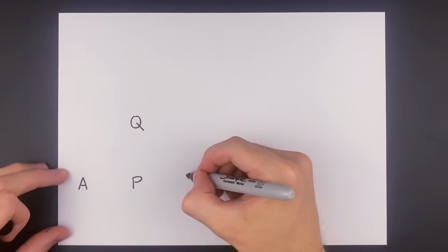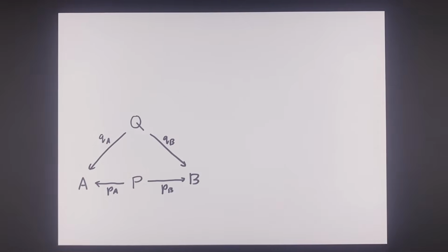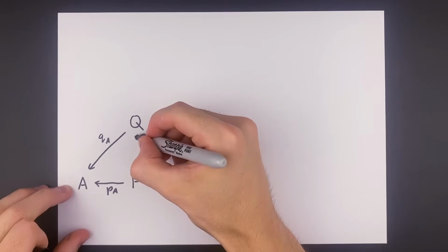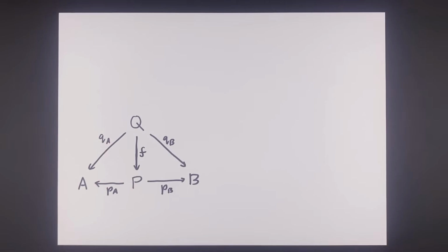Suppose P and Q are two different products of A and B, so they each have their own projection maps. Since P is a product, by the definition of the product, there is a unique morphism from Q to P, let's call it F, making this diagram commute.